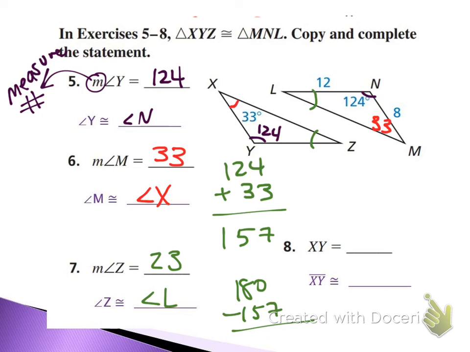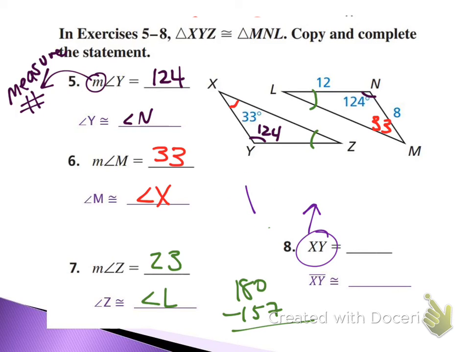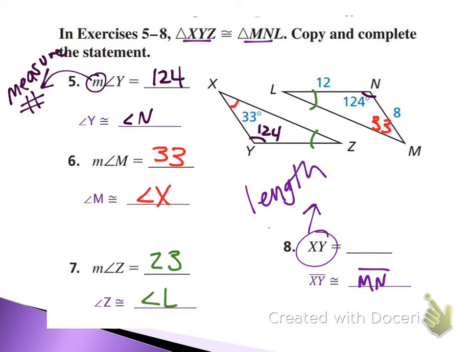All right, so let's look at this. When it says XY without a line above it, what does that mean? The answer's going to be a number. It means a length. So XY, we can answer the second part first. XY is congruent to what segment? MN. What's the length of MN? 8. So the length of XY is going to be 8.